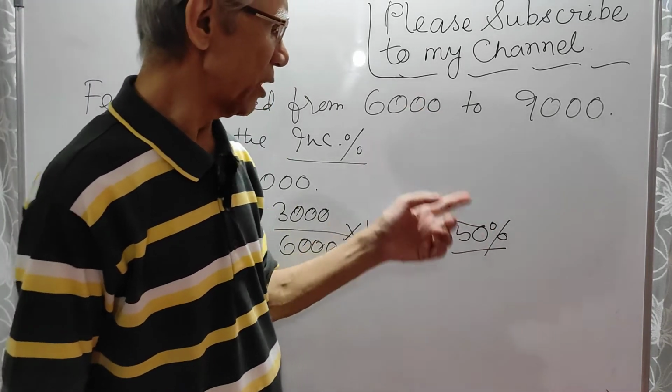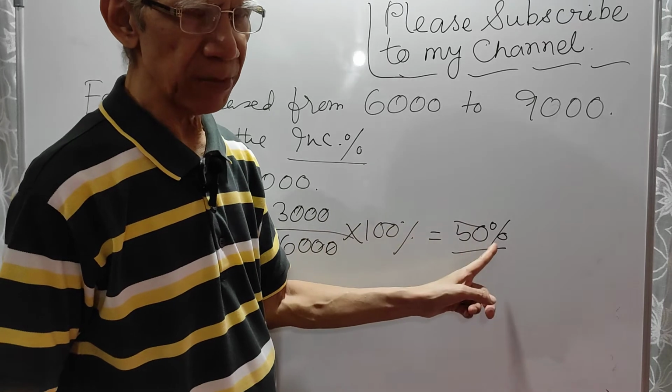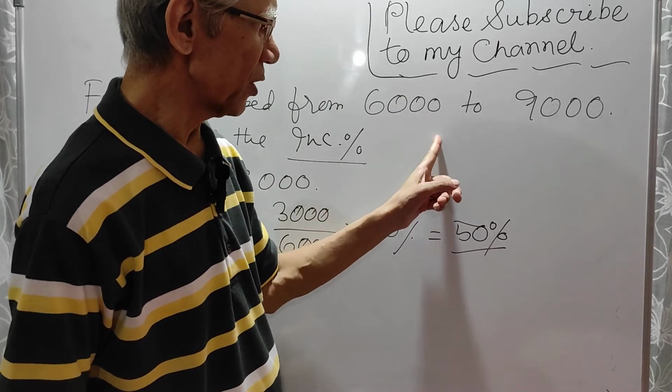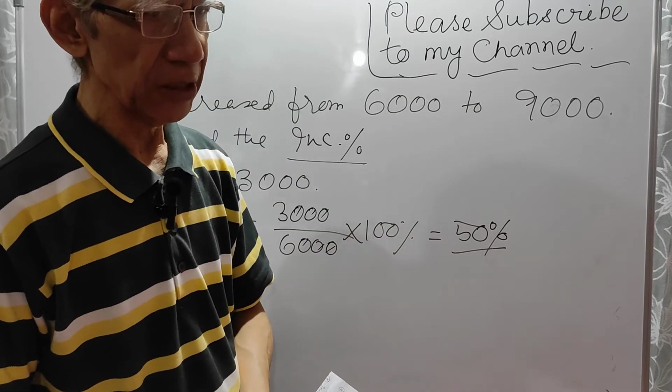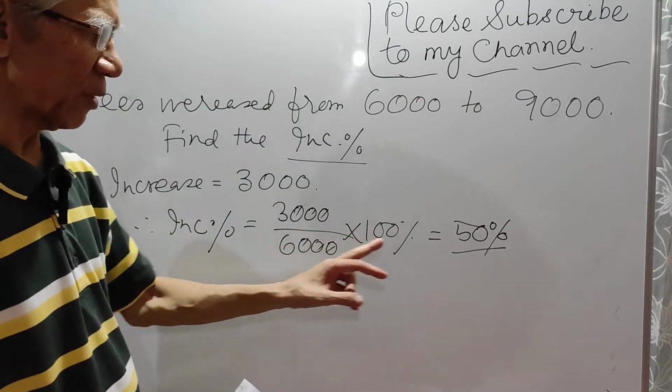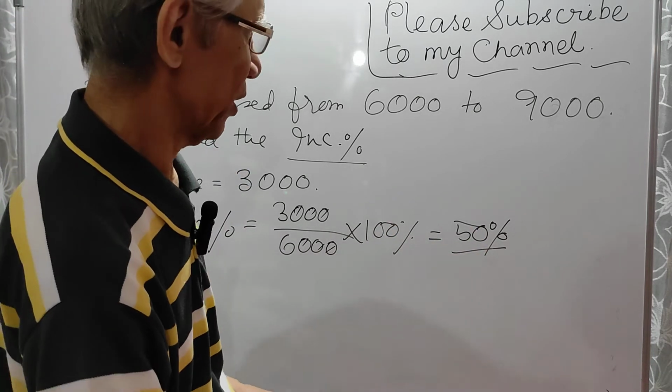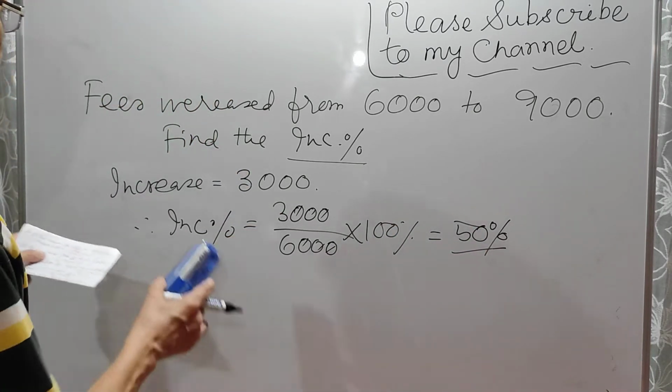Now very easy to see. What is 50% of 6,000? 50% means half. So half of 6,000 is 3,000. So 6,000 plus 3,000, 9,000, isn't it? So the fees has been increased by what percent? 50%. So percentage of increase in fees is 50%. So this is the way to do.